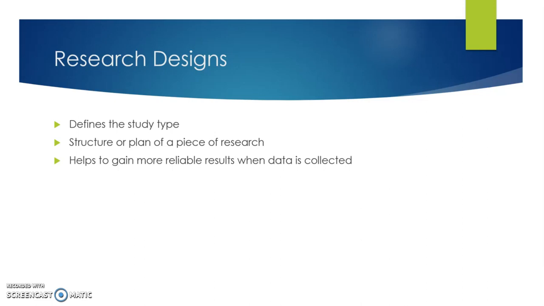So let's start off with looking at the different types of research designs. The research design helps define the type of study that is happening. It refers to the structure or the plan of a piece of research, and having a clear research design helps a researcher to gain more reliable results.